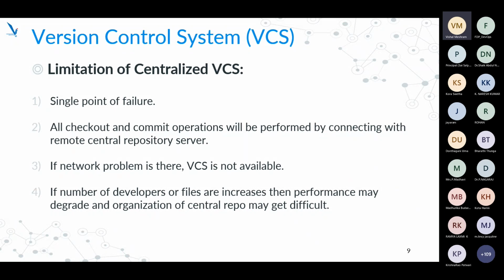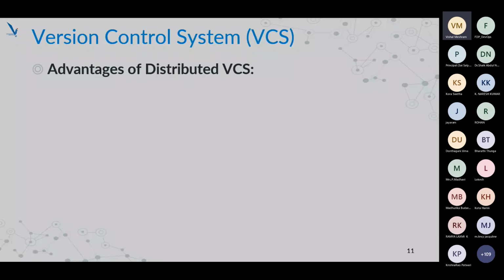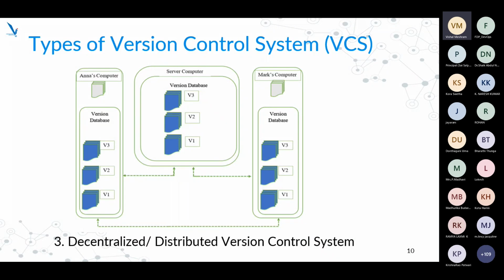Another problem is that in the centralized version control system, if the number of developers increases or the number of files increases, then the performance will also decrease. Why? Because everyone is accessing through the network. So that's why they introduced what is called the decentralized or distributed version control system, where every developer has a local copy of the repository.